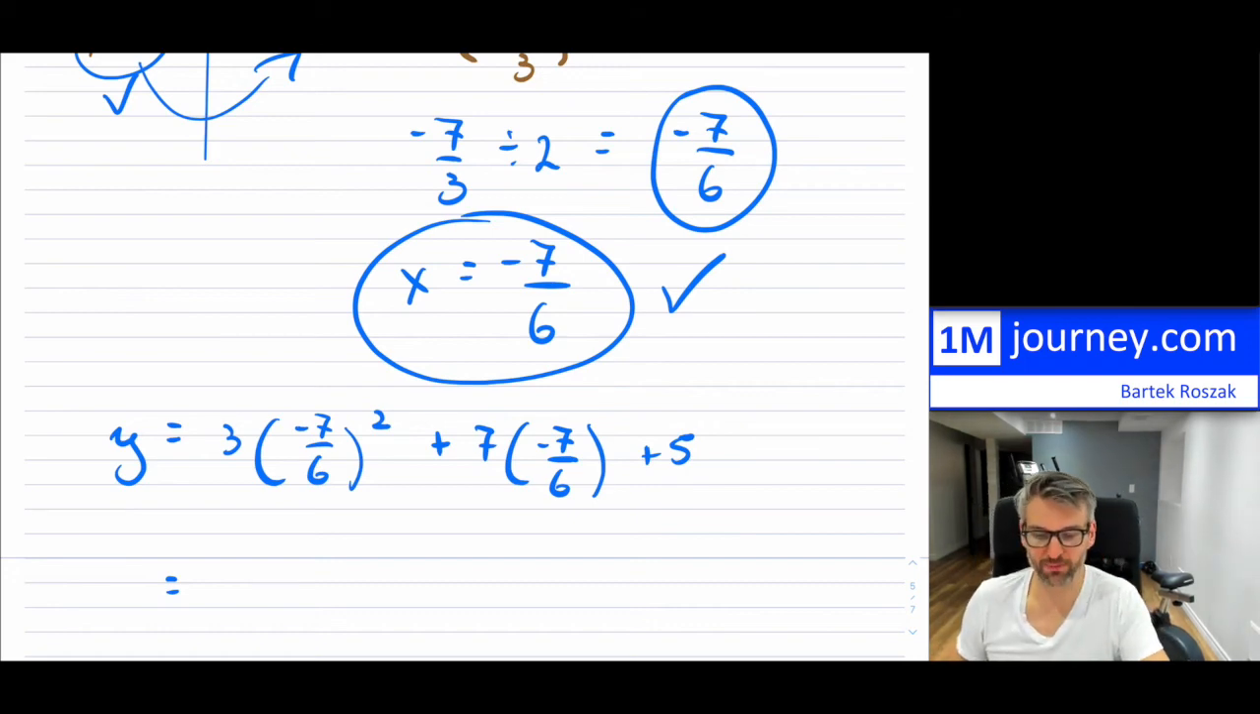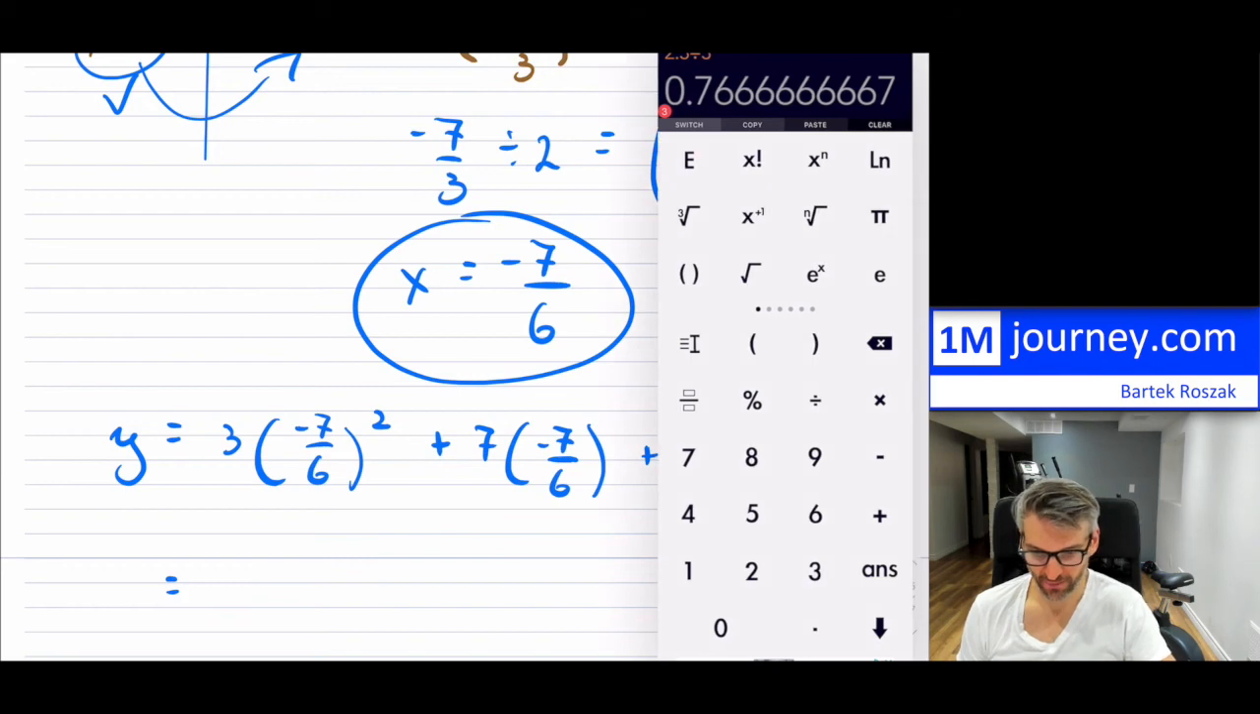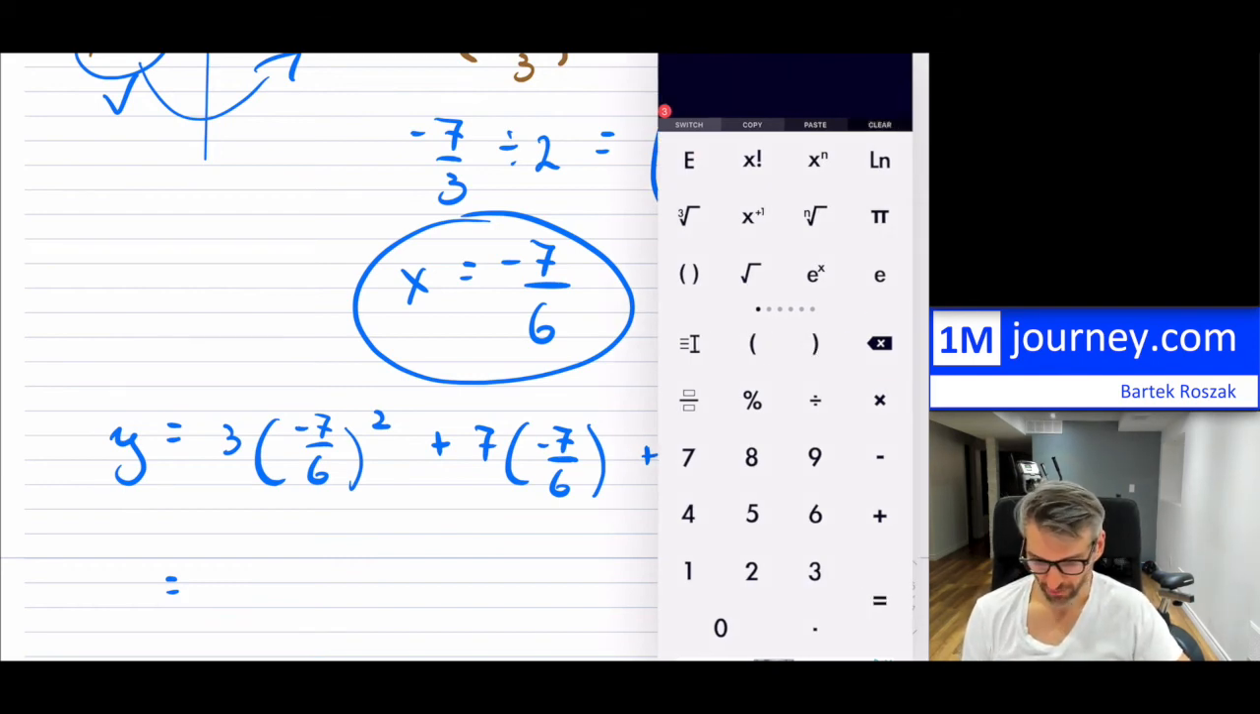All right, so let me just pop out a calculator because we have these fractions. I'll save a little bit of time in here. So we have the following. So it's 3 times, now we have a fraction. Actually, let's put that in brackets because it's going to be squared. So the fraction, negative 7 over 6. Let's close that in. That is squared. And now the next one is actually much easier.